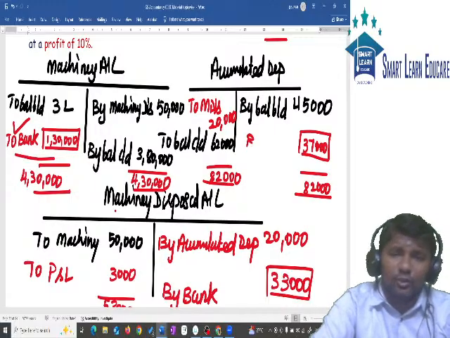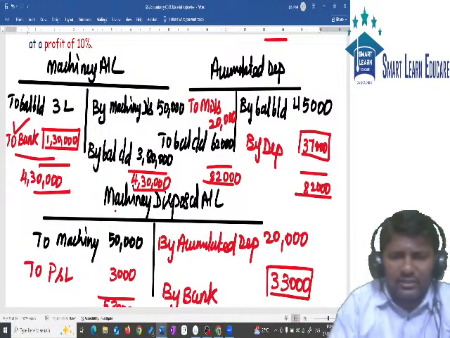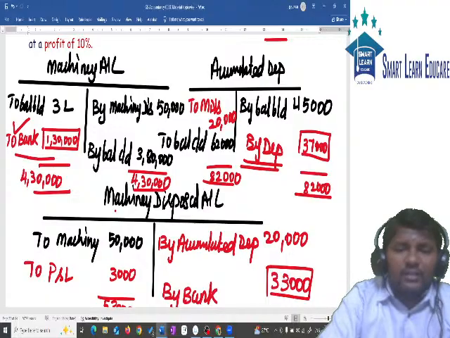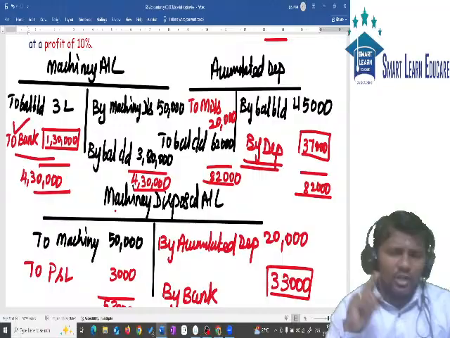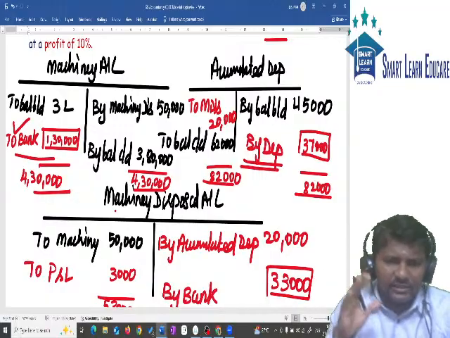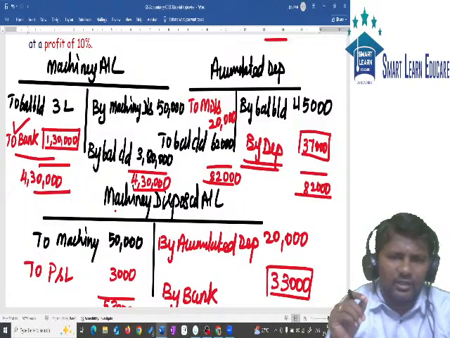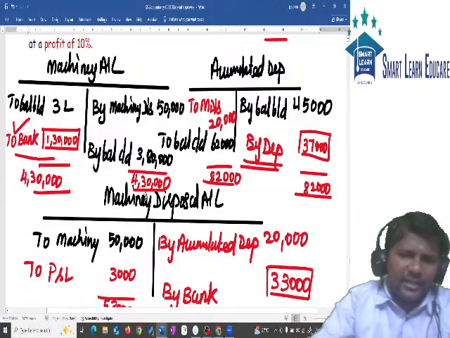This 37,000 is nothing but the depreciation we charged in the current year. This 37,000 will be added back to the net profit, because it is a non-cash item. In operating activity this 37,000 will be added back.